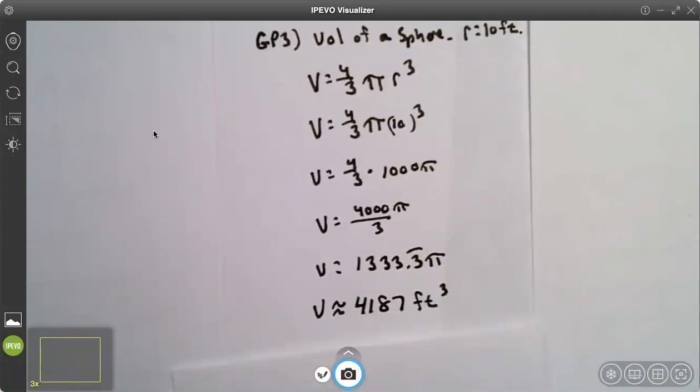Now your answer will vary depending on whether or not you have a pi button. If you have a pi button, your answer will be slightly higher than if you use 3.14. I'm not even sure which one I used when I worked this out, a pi button or 3.14, but somewhere around 4,187. Tests will normally be multiple choice, and you won't have any answers so close that you couldn't be off by a couple of feet on this one.